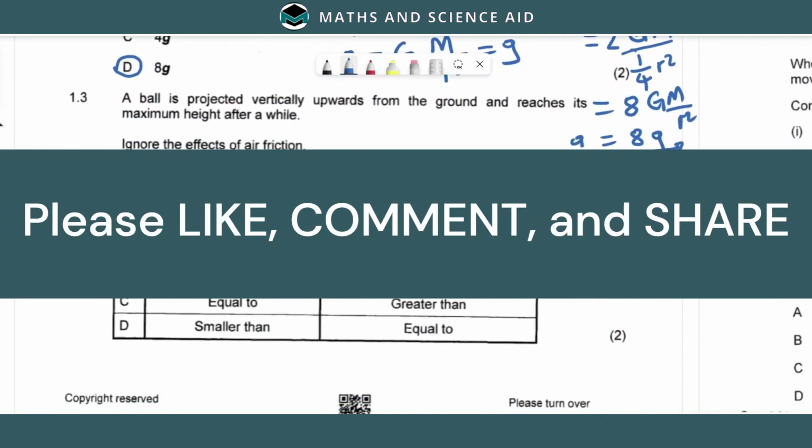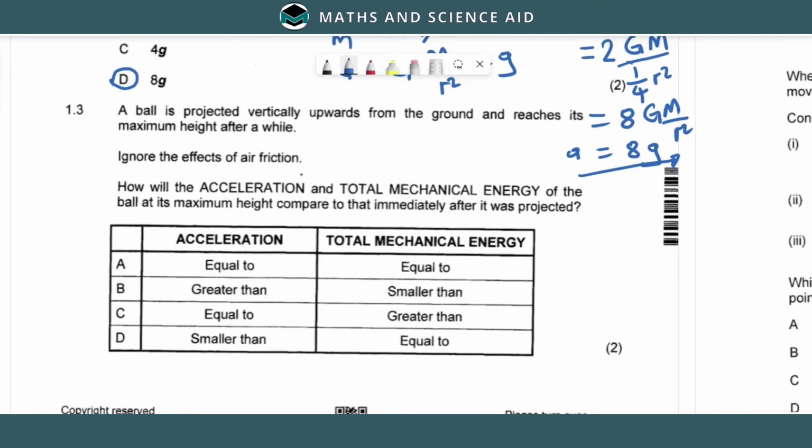Okay, moving on to the next one. Now 1.3 says a ball is projected vertically upwards from the ground and it reaches its maximum height after a while. Ignore the effects of air friction. Now the question is, how will the acceleration and total mechanical energy of the ball at its maximum height compare to that immediately after it was projected?